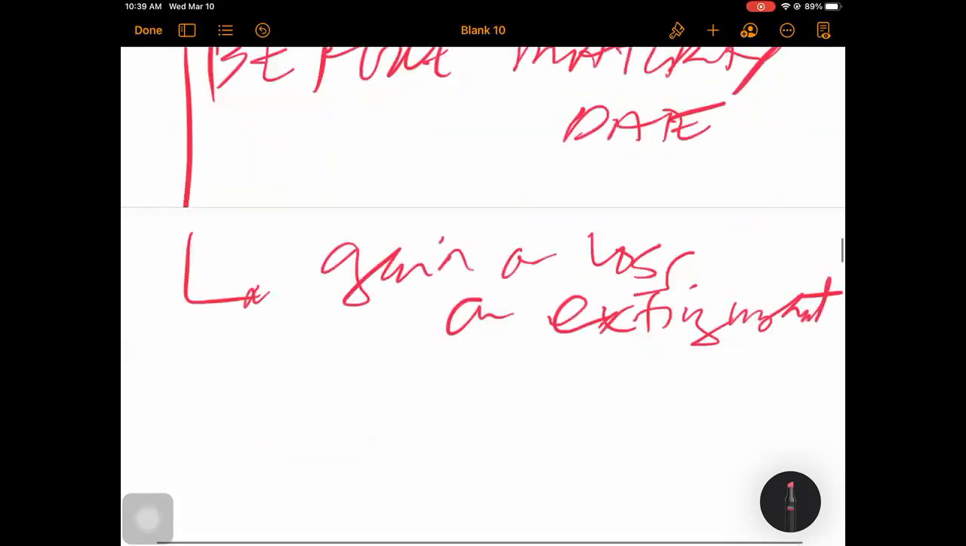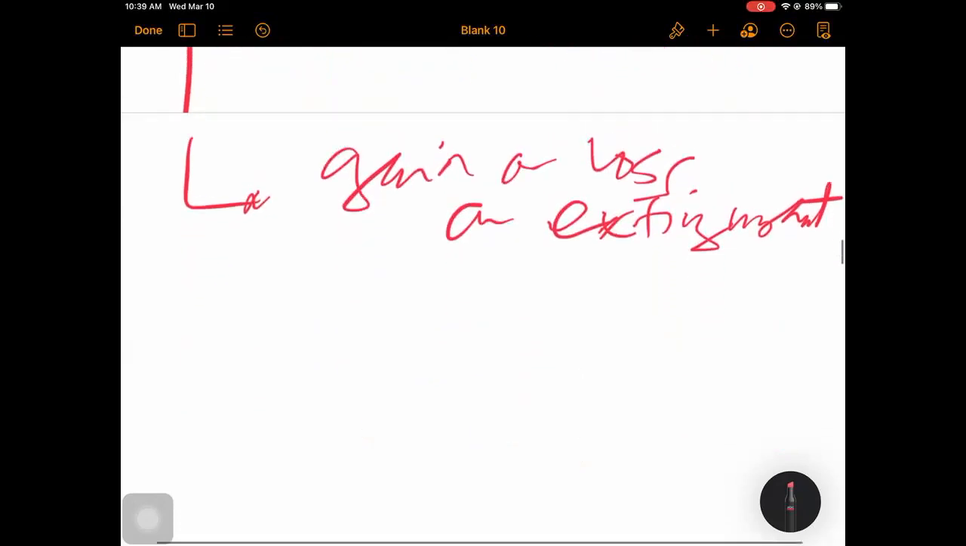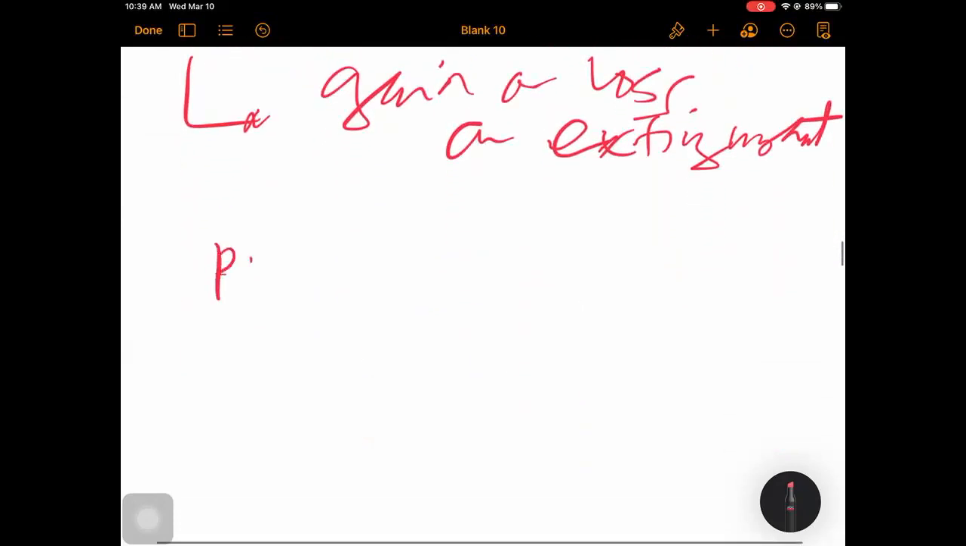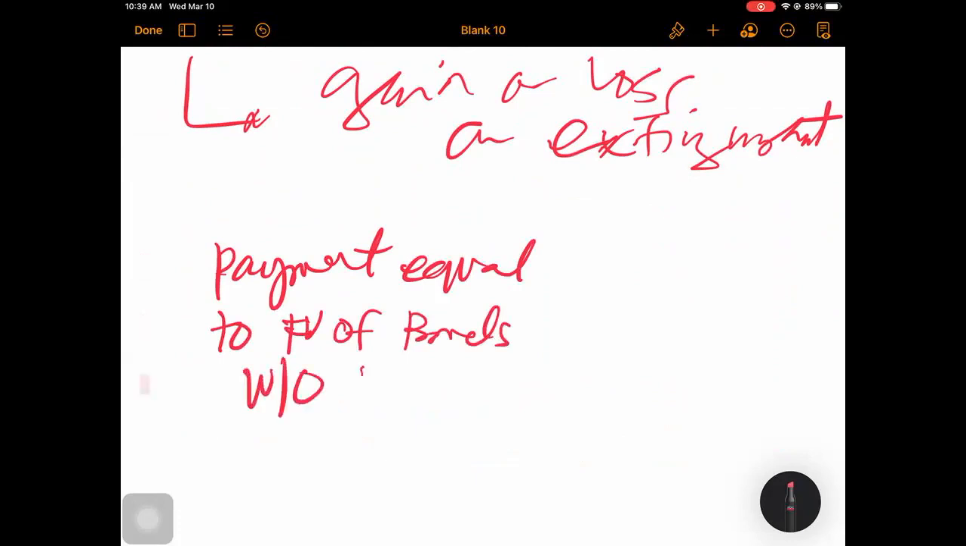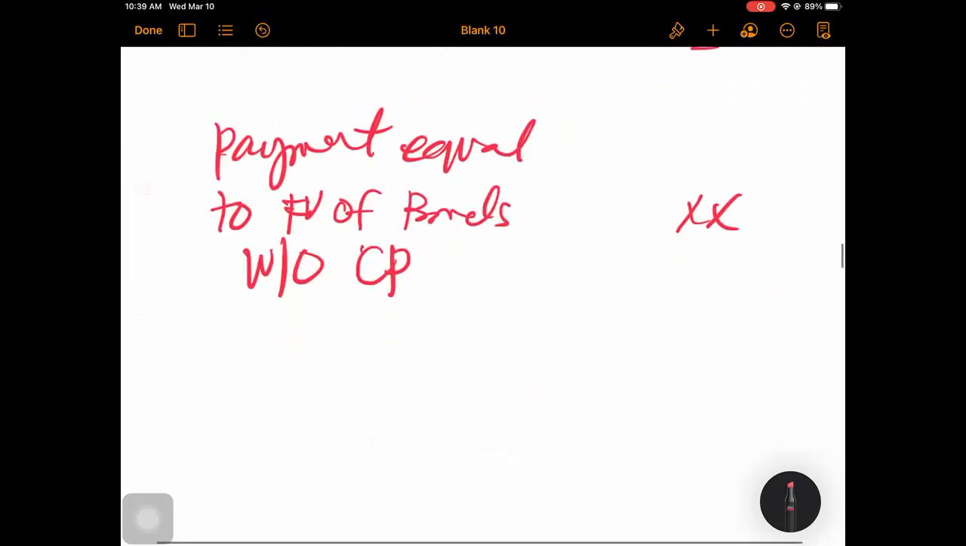How do we compute the gain or loss on extinguishment? Siyempre, pila atong gibayad sa liability, payment, equal to fair value or present value of bonds or market value of bonds without conversion privilege, minus the carrying amount of the bonds payable.